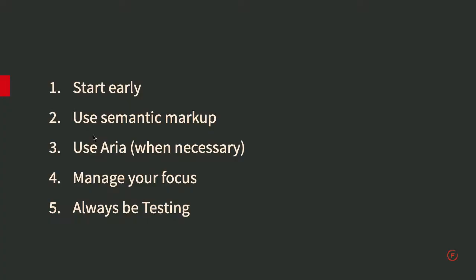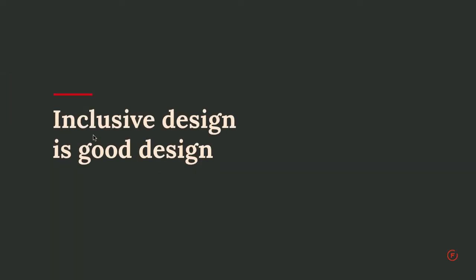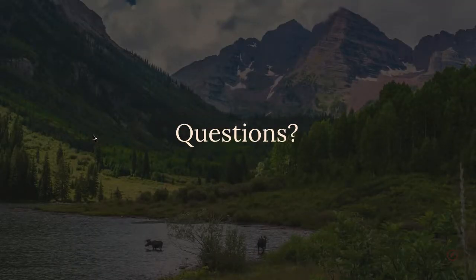All right, so to recap, there are 5 things. Number 1, start early in the process if you're thinking about accessibility. Number 2, use semantic markup. Number 3, use ARIA, but only when necessary. Number 4, manage your focus. And number 5, always be testing. And I'll just close with saying that inclusive design is good design. Questions? All right, I'm done.